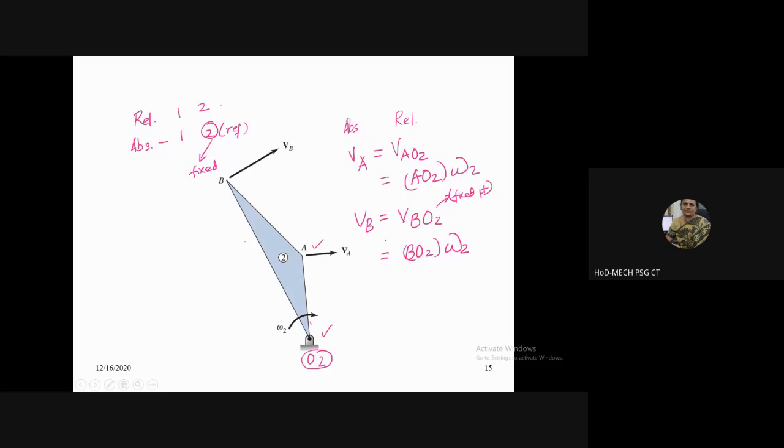This is okay. Now, if I would like to find out the velocity of B in relation to A, if I wish to write the expression velocity of B with respect to A, is it equal to VB? Yes or no? Velocity of B with respect to O2 is the same as velocity of B. Now, velocity of B with respect to A, is it also equal to the velocity of B?